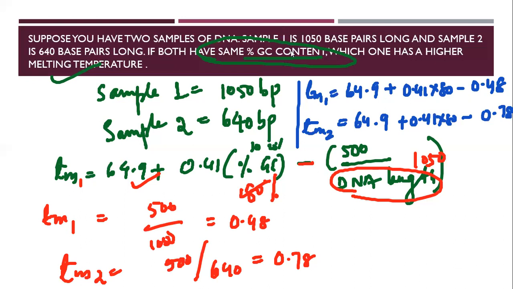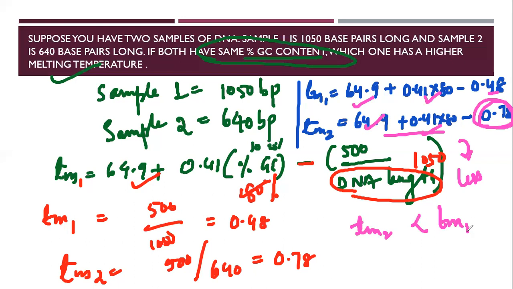No, it's the opposite. See, this value is more than this. When you subtract this higher value from this, it means Tm2 is going to have a lower value compared to Tm1. This part is the same. Now among these two, 0.48 and 0.78, which one is higher? This value is higher. So when you subtract a higher value, you get a lower value, correct? So your Tm2 will have less value as compared to your Tm1.